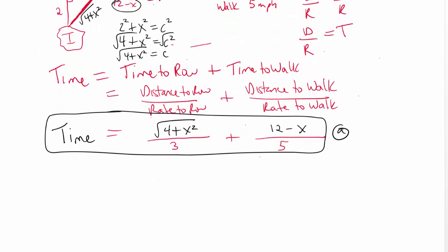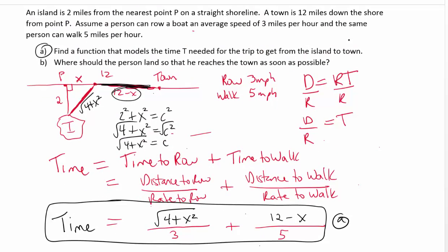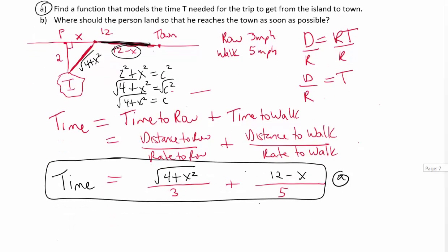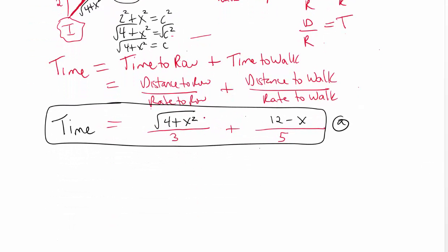Now for part B, we want to find where we land so that we reach the town as soon as possible. So in other words, we want to minimize this time. So we want to find the minimum of this function. Now because of that radical in there, this is not a nice quadratic function. This isn't something we could ever work with by hand. So the only way to find the minimum is going to be to use a calculator. So we're going to have to graph this, get a good window, and then locate the minimum using that calc command to find the min.